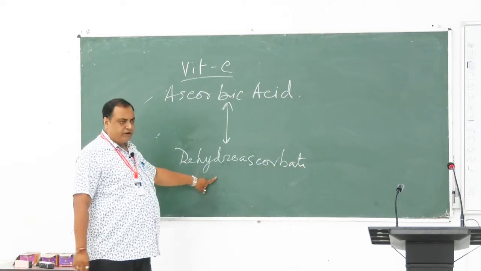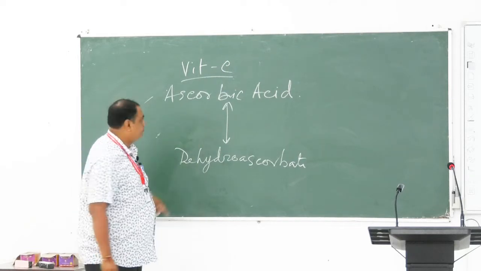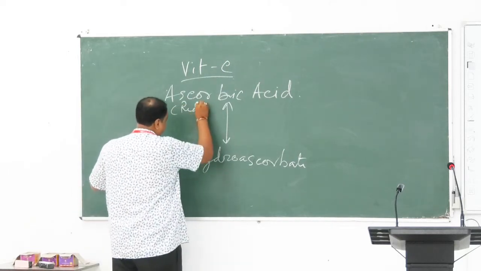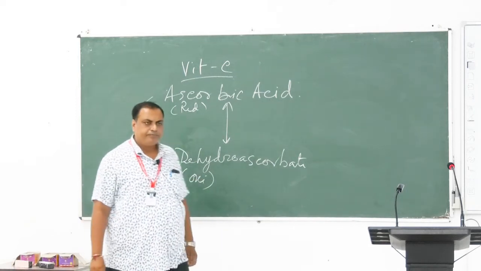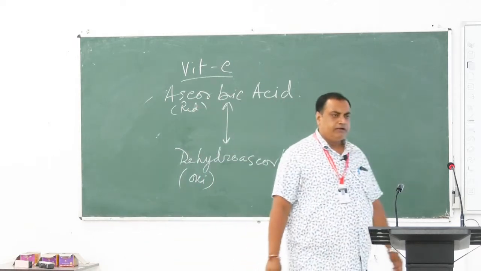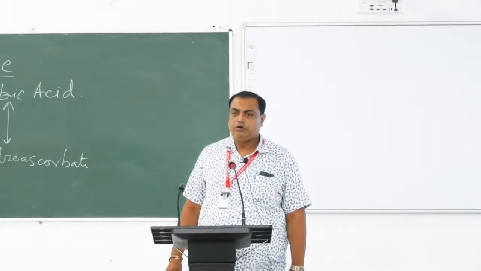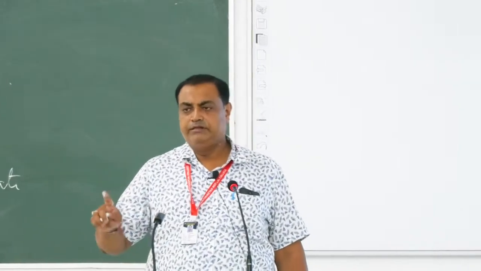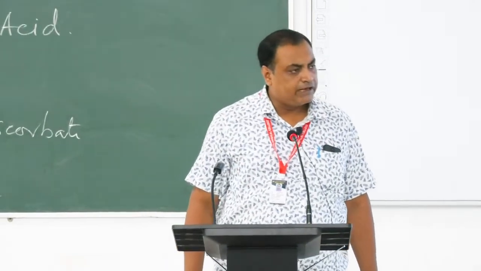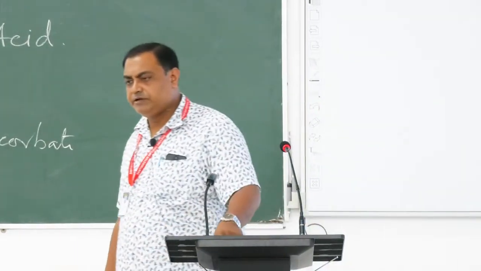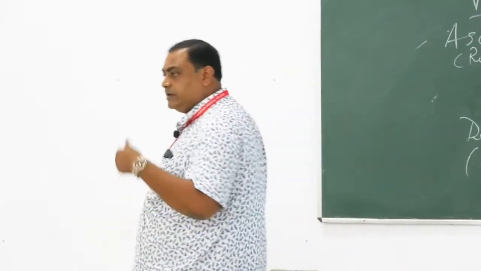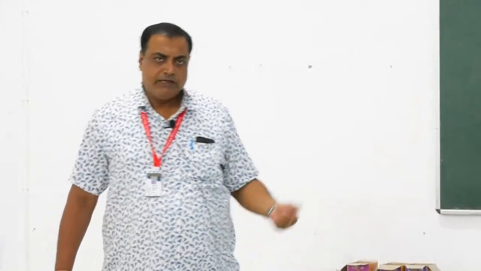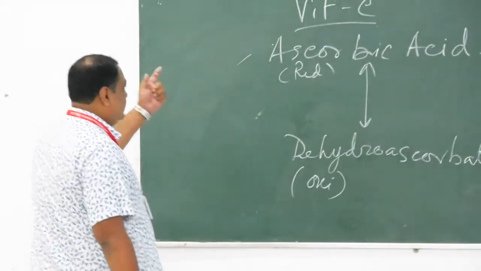Dehydroascorbate means this is the oxidized form and this is the reduced form. Clear? Now dehydroascorbate and ascorbate both are active coenzyme forms. Some reactions require ascorbate and it gets converted to dehydroascorbate. Some reactions require dehydroascorbate and in turn it gets converted to ascorbate. Fine? So this is how they interchange.